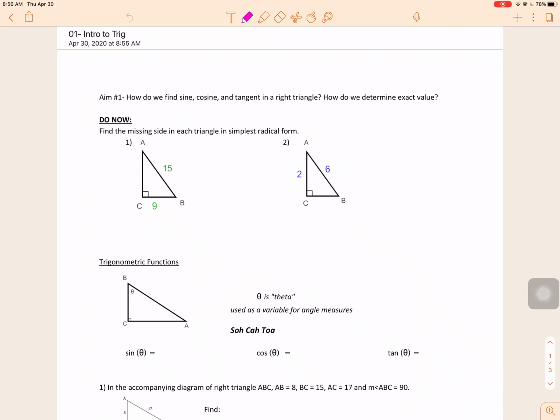Hey guys, so we're going to move on to a new chapter. We're going to move on to some trigonometry. And you may remember trig from geometry. Hopefully you do, and most students do, and they remember our magic word for trig that we use, which we'll get to in a minute. So today we're going to do how do we find sine, cosine, and tangent in a right triangle, and how do we determine exact value.